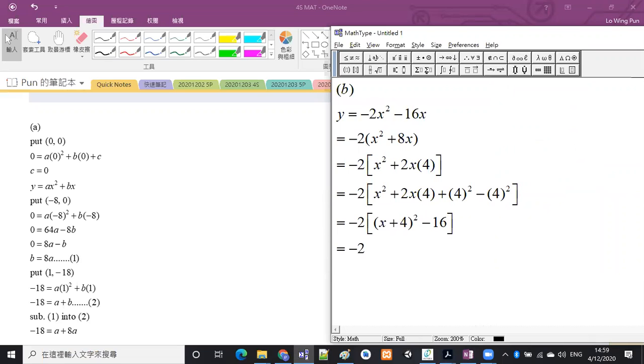And then multiply the -2 like this. Okay, so the k value is equal to 32. And then the h value is equal to -4, right?